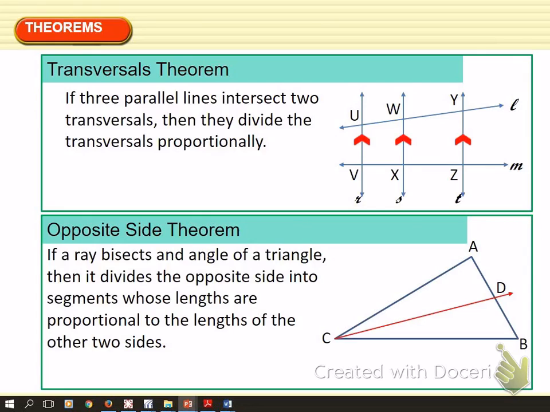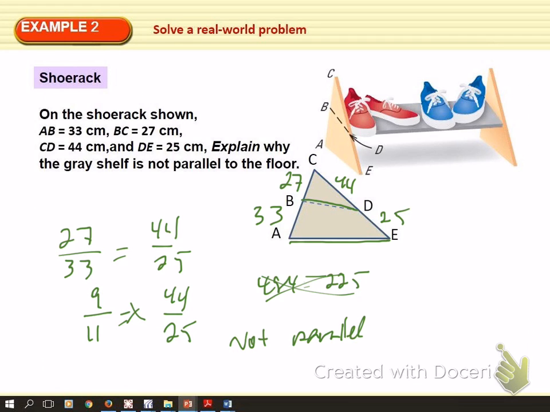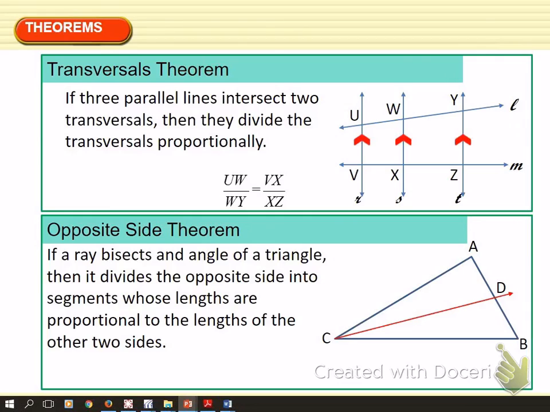There's a couple more theorems here. There's the transversal theorem. All right, so if we draw three parallel lines like these guys, UV, WX, YZ, they're all parallel. And we draw two transversals. Line L and line M are your transversals. When we do that, then what happens is the transversals get cut up proportionally. That means if I write a ratio of UW to WY, that would be equal to the ratio of VX to XZ.